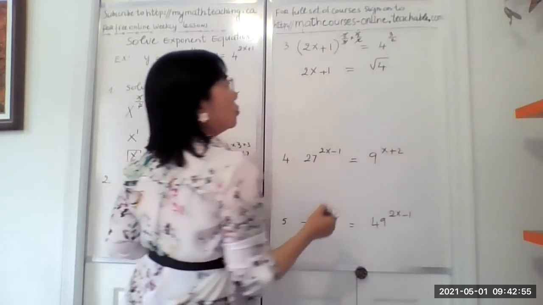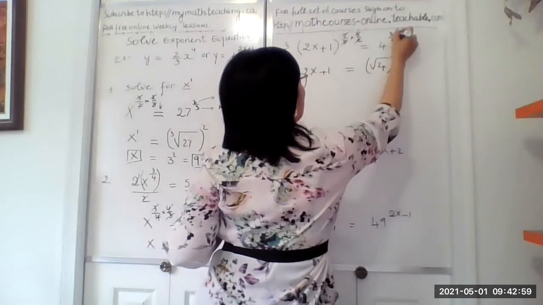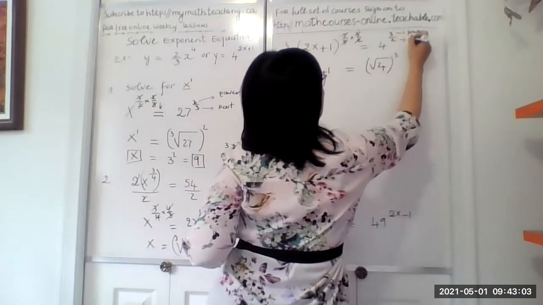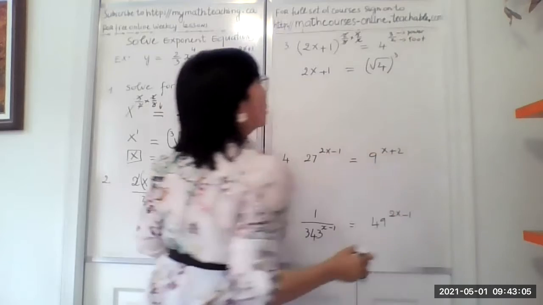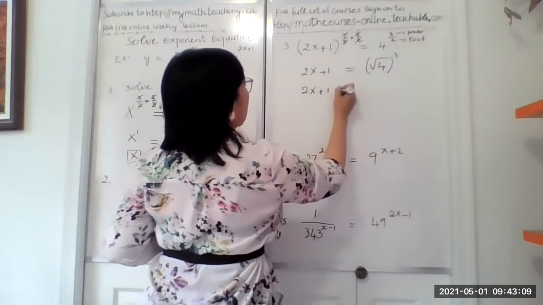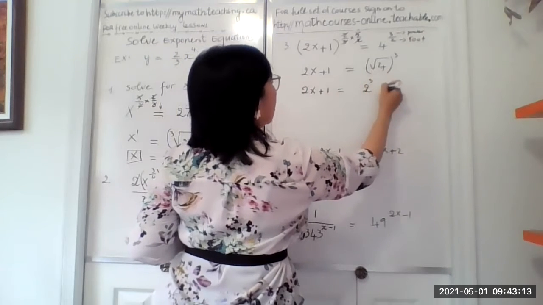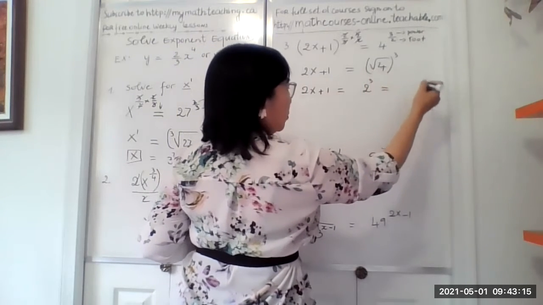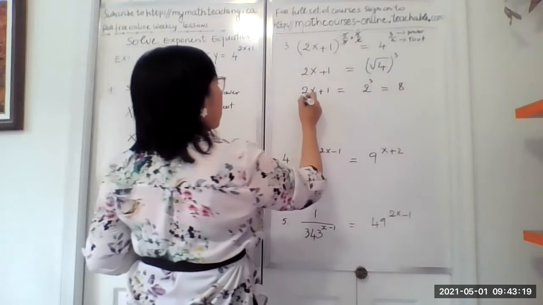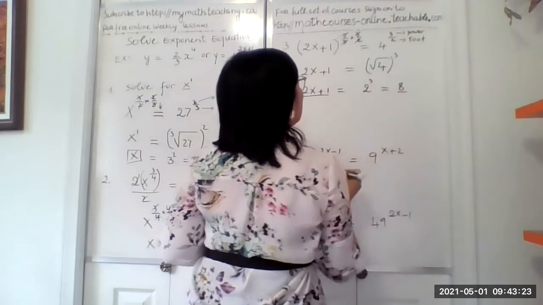You see this root is the bottom, the square root, and power 3. The top stands for the power and the bottom stands for the root. So here I will have 2x plus 1 equals the square root of 4, which is 2. 2 to the power 3 equals 2 times 2 times 2, which is 8. So at this point, I will pair this with this.